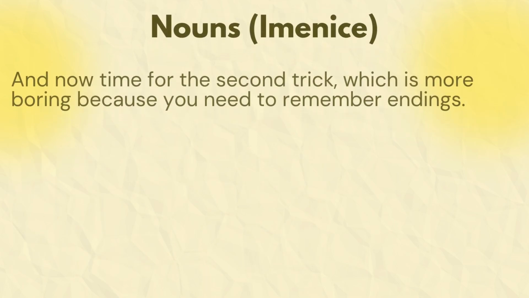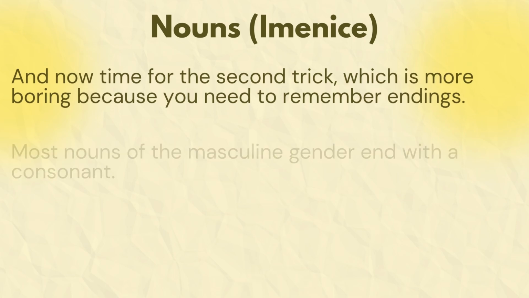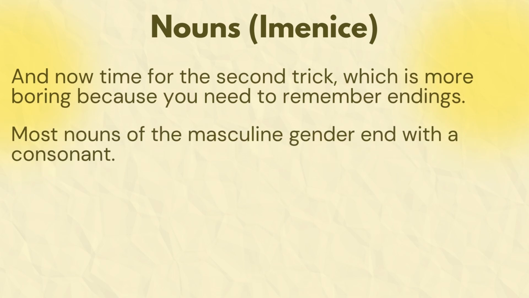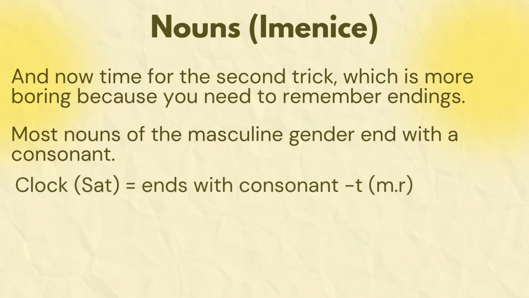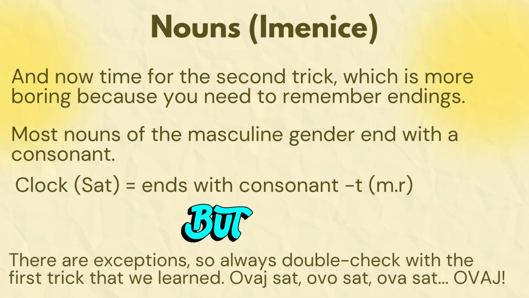And now, time for the second trick, which is more boring because you need to remember endings. But maybe you will get it easier because sometimes it is hard to say which is correct with ovaj, ovo, or ova. Most nouns of the masculine gender end with a consonant. For example, clock, sat, ends with the consonant T. And it should be muški rod. But there are exceptions, so always double check with the first trick that we learned. Ovaj sat, ovo sat, ova sat. Ovaj. So it is muški rod.